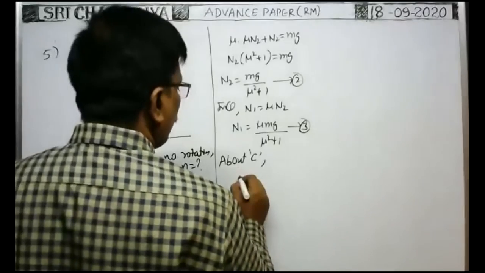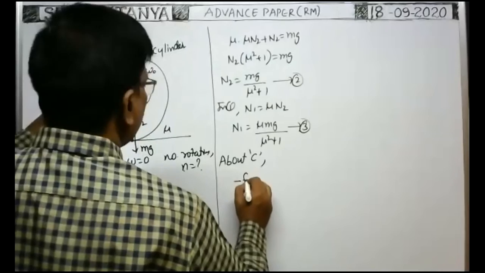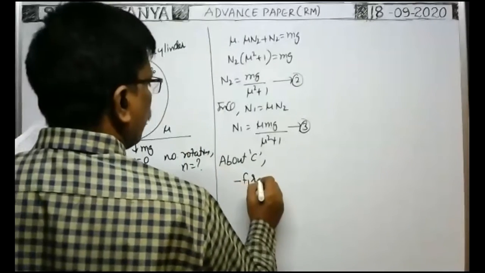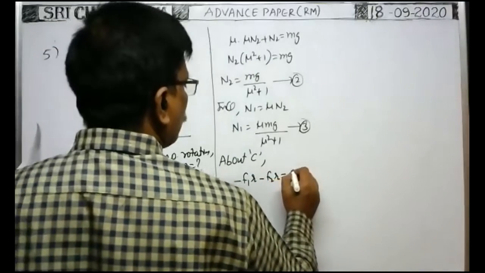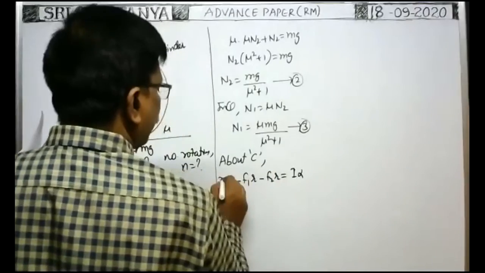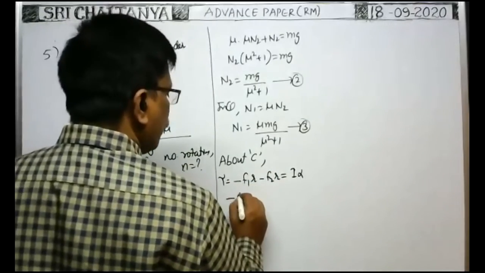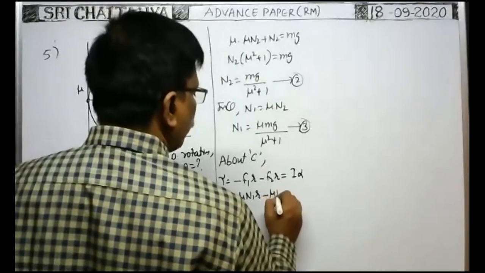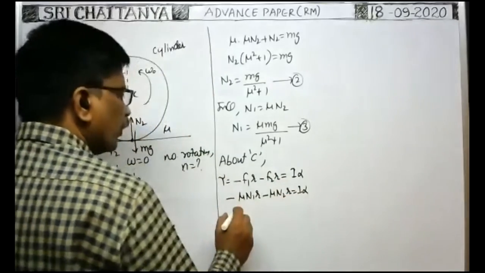Therefore, the retarding torque means the torque due to this friction: minus F1 into the radius of the cylinder, smaller r, minus F2 into smaller r. It is the net torque. Net torque tau is equal to I alpha. From this, minus F1 means mu into N1 into r minus mu into N2 into r is equal to I into alpha. From this we have to find alpha.